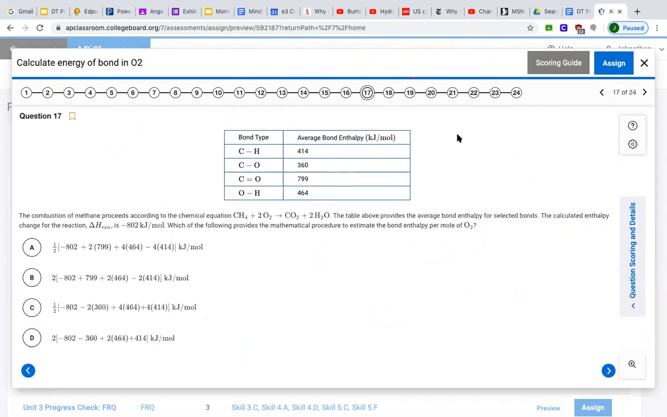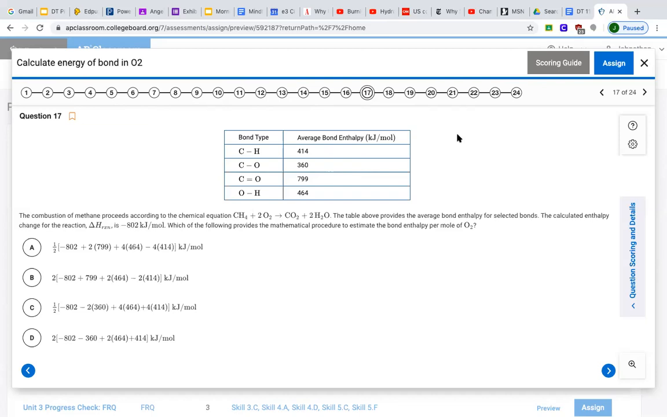All right, 17. We're going to get through all these pretty quickly. Okay, the combustion of methane proceeds according to this chemical equation. The table above provides the average bond enthalpy for selected bonds. The calculated enthalpy change for the reaction is negative 802 kilojoules per mole. Which of the following provides a mathematical procedure to estimate the bond enthalpy per mole of oxygen?